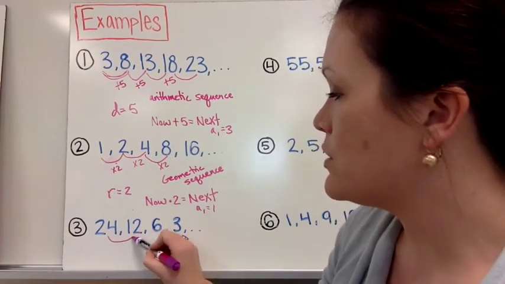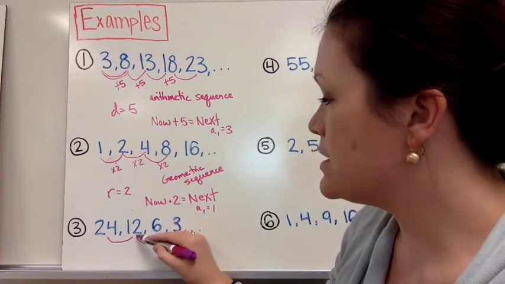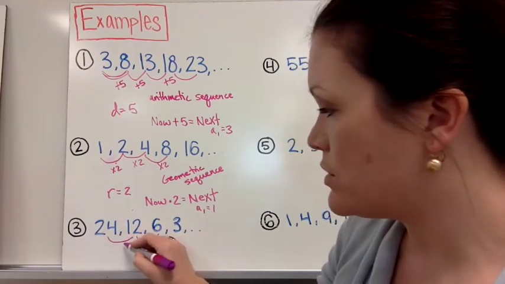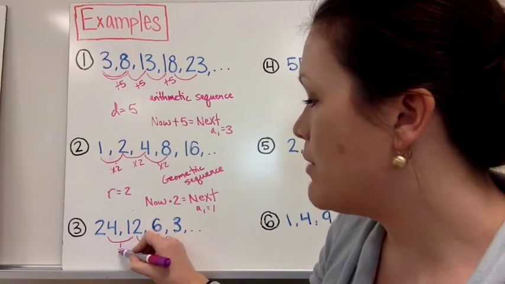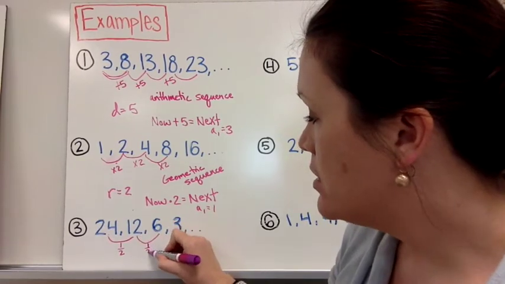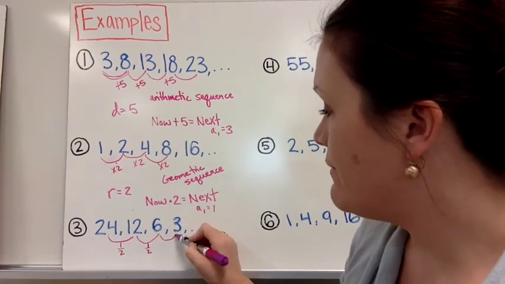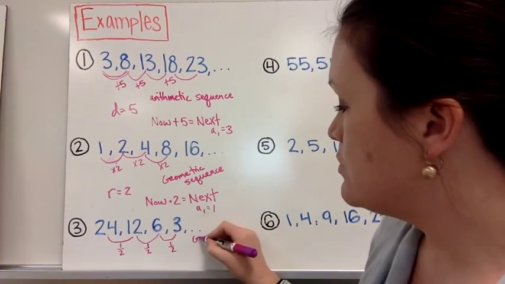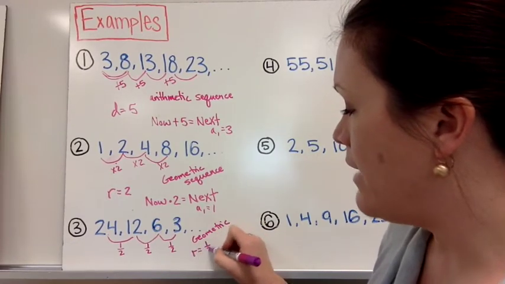So to go from 24 to 12, we could subtract 12. But to go from 12 to 6, you can't subtract 12 again. So what if I go from 24 to 12 by dividing by 2 or multiplying by 1/2? Half of 24 is 12. Would that work here? Is half of 12 equal to 6? Yes. And then half of 6 is equal to 3. So that ratio fits our sequence. So we would say this one is geometric. It has a ratio of 1/2.